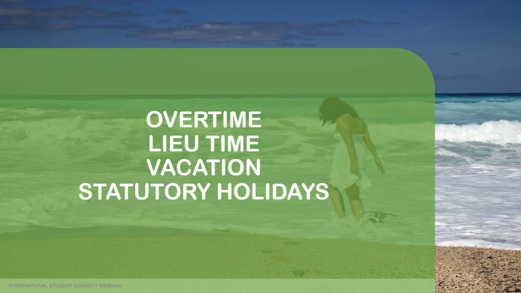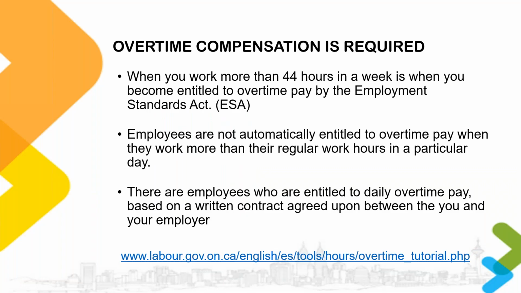Moving on to overtime, leave time, vacation, and statutory holidays. Overtime is at least 1.5 times their regular rate of pay for each hour of work over 44 hours a week. So if you earn $11.75 an hour, overtime would be calculated as $11.75 plus $5.87, which makes it $17.62 per each hour over 44 hours per week.